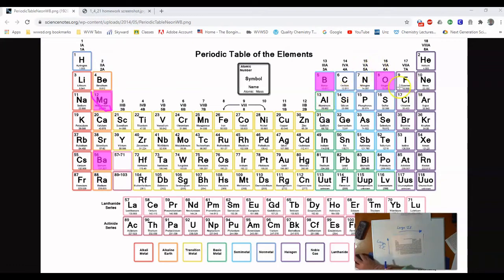All right, so when we look at magnesium, barium, boron, and oxygen, oxygen is higher up on the periodic table and the furthest to the right. So oxygen, in fact, would have the highest ionization energy here. It's harder to remove an electron from oxygen than it is to remove electrons from the other elements here, boron, magnesium, and barium. All right.